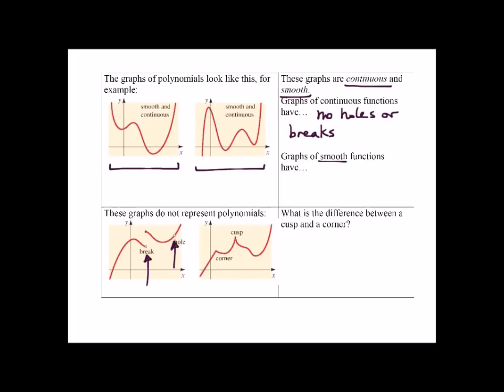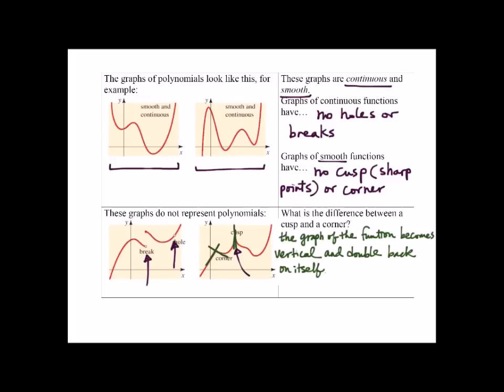Graphs of smooth functions have no cusp or corner. A cusp is something that locally looks like a V. A corner has the characteristic that if you were to draw a tangent line from the left-hand side and a tangent line from the right-hand side, they do not look the same, or do not share the same direction. On the other hand, for a cusp, if you were to draw a tangent line near the point of the cusp, then on the right and on the left they should be exactly the same, and they both look like a vertical line.